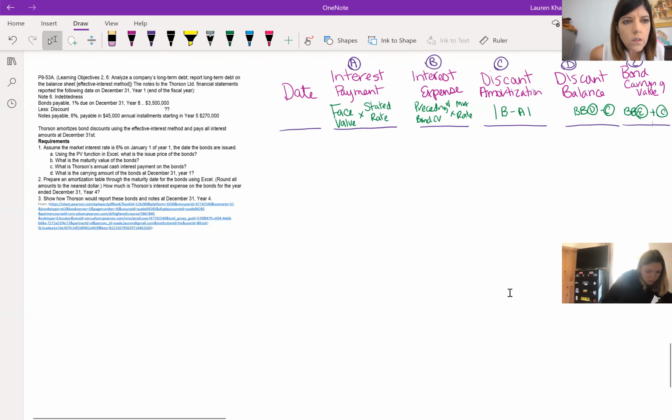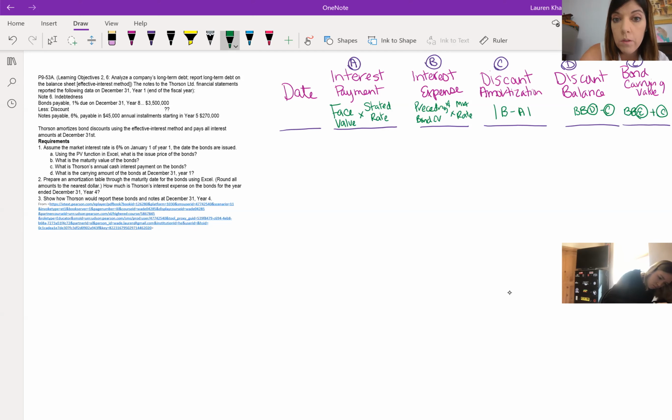Okay, so this is a problem from chapter 9. This is the only problem from chapter 9. And we're going to work through problem 953A. It's a bonds payable problem. It will be a discounted bonds payable.